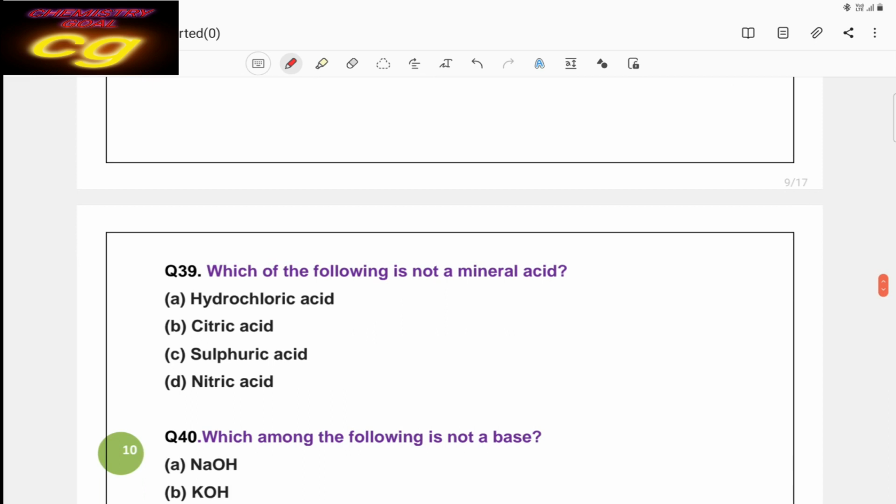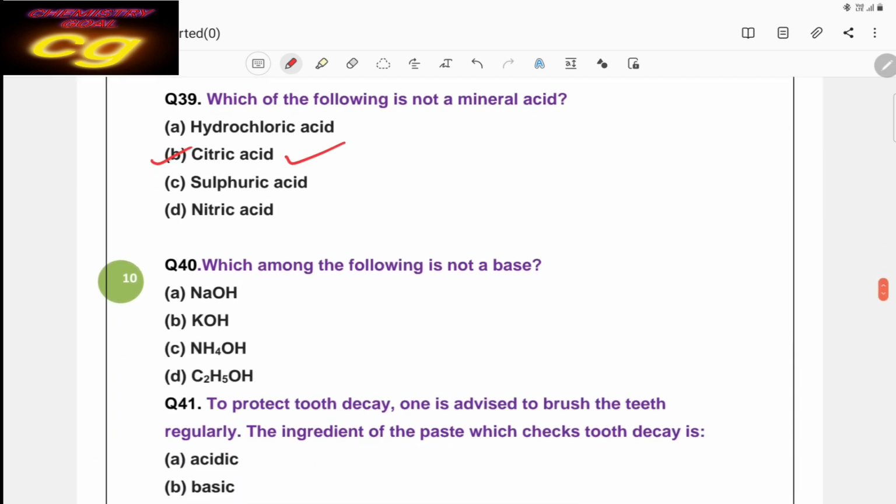Which of the following is not a mineral acid? Mineral acid means produced from minerals. So hydrochloric acid from chloride salt, sulfuric acid from sulfate salt, nitric acid from nitrate salts. So citric acid is an organic acid. It is not produced from minerals. So the answer is B.